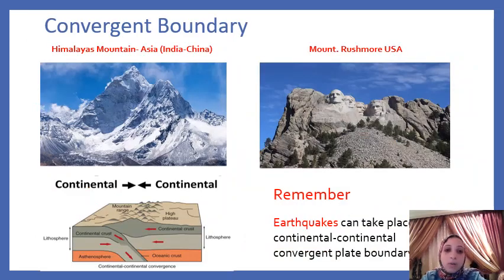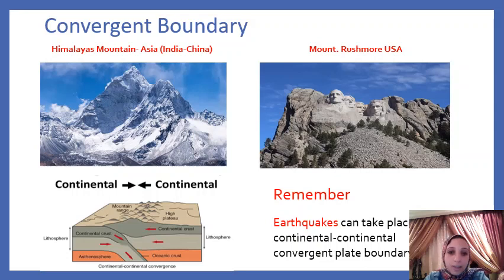An example of a convergent boundary is the formation of the Himalayas mountains. Can you guess if it's a continent-continent or continent-ocean collision? Yes, it's a continent-continent collision because it formed huge mountains and no volcanic formation. This is due to the movement of the Indian plate with the Chinese plate.